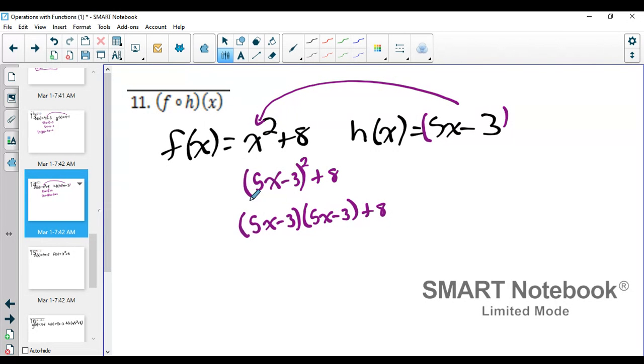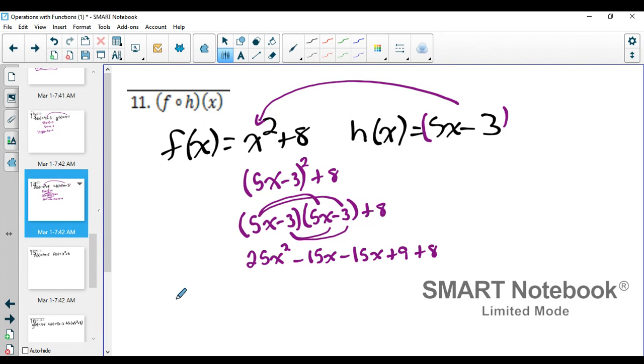All right, I'll draw the lines for these so that we know what we're multiplying. So 5x times 5x is 25x squared. 5x times negative 3 is negative 15x. Negative 3 times 5x is negative 15x. Negative 3 times negative 3 is 9. So plus 9, and then bring down that plus 8.